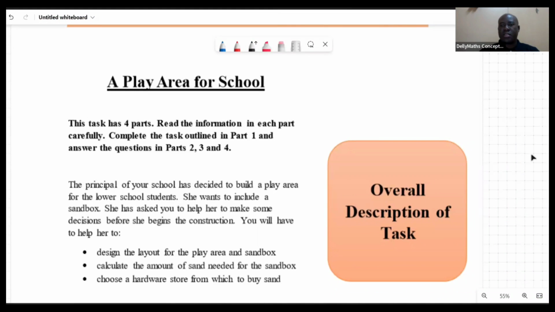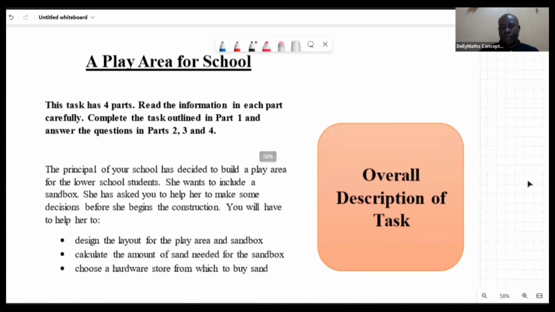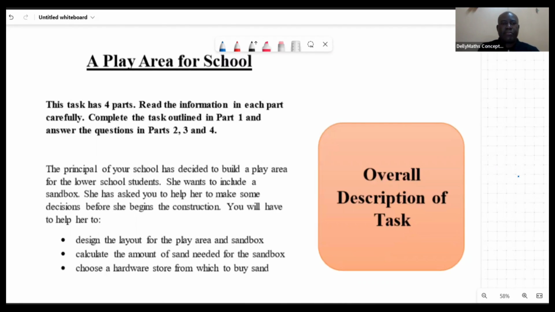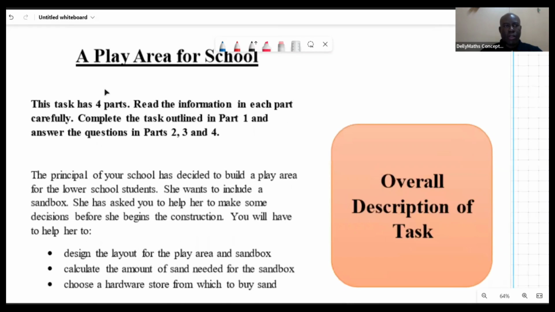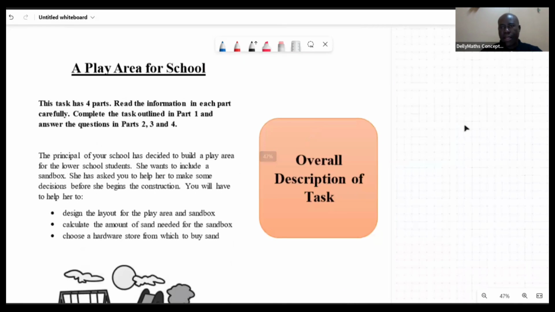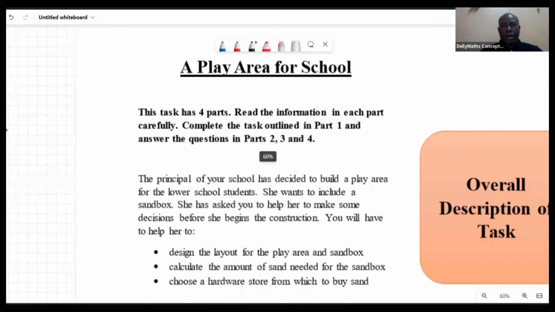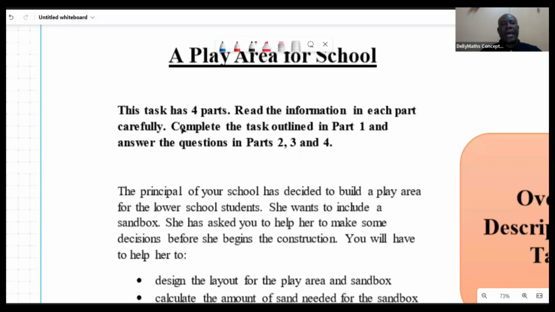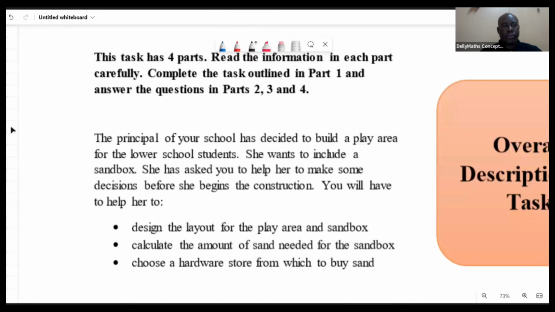So what we're looking at today is a performance task activity. We're designing a play area for school. That's what we're dealing with right now. This task has four parts. Read the information in each part carefully. Complete the task outlined in part one and answer the questions in parts two, three, and four.